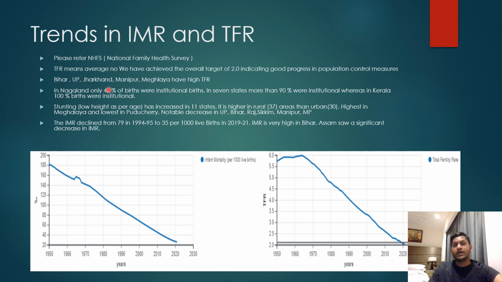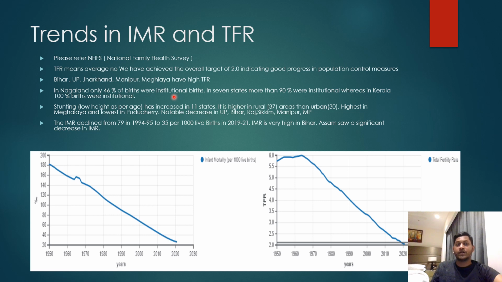Now Bihar, UP, Jharkhand, Manipur have high TFR. So these are the states which have very high total fertility rate. In Nagaland, only 46% births were institutional births. Now this is a very alarming statistic. Not even 50% of the births are taking place in hospitals. So it is very high risk to the mother as well as the child if they are not able to get to the hospitals. In 7 states, if we see, they are more than 90% institutional, whereas in Kerala, 100% of births are institutional. So all the population has access to the hospitals.